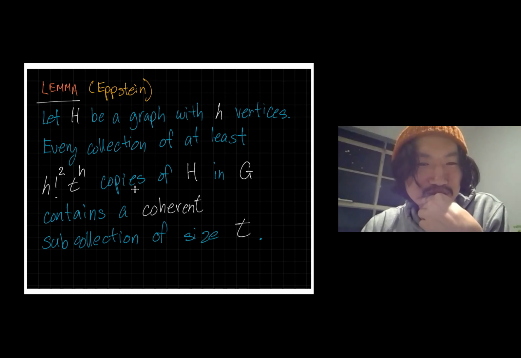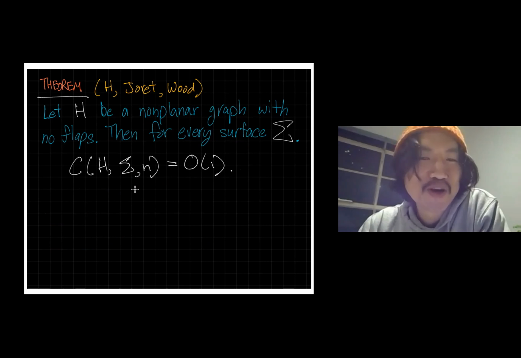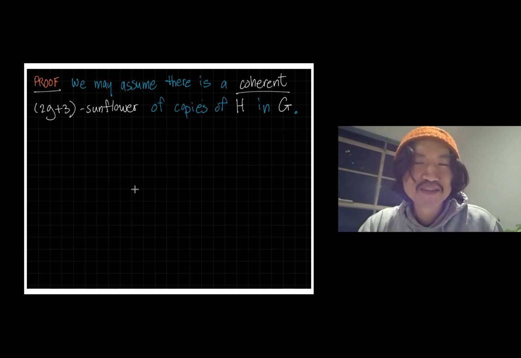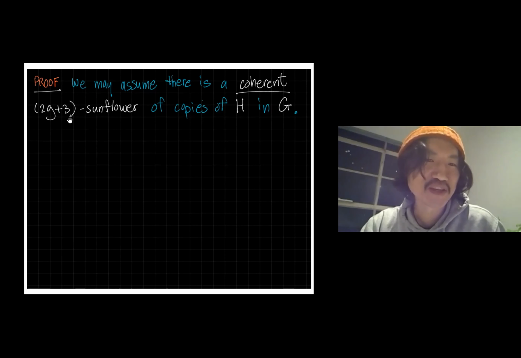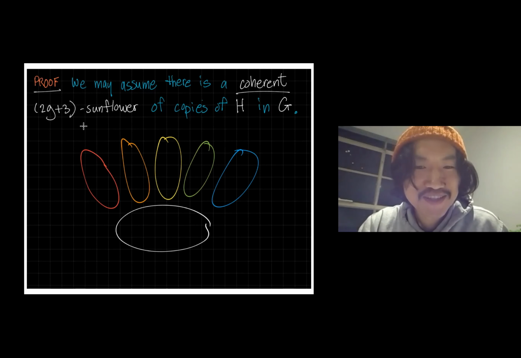Okay, so now we're ready to do the proof. Let me just remind you, this is what we're trying to prove, that if you've got a graph with flap number zero, you always just can get a bounded number of copies in sigma. So let's suppose we've got a bunch of copies of H in sigma. If I apply both the sunflower lemma and this coherence lemma, it means that I can find a large sunflower, which happens to be coherent as well. Large means that it has 2g plus 3 sets. So here it is. This is a proof, I guess, for g equals one, for the projective plane.